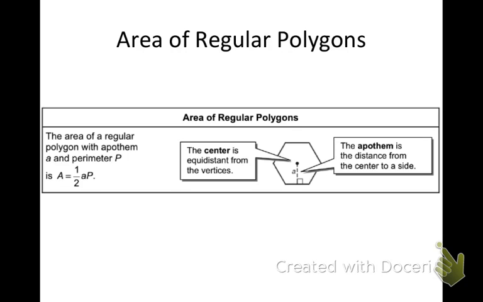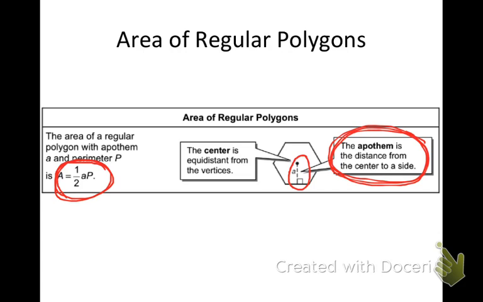All right, we're going to talk about the area of regular polygons. The area of a regular polygon with apothem A and perimeter P. Now, listen, please, because you will need to know this. The formula is area equals half the apothem times the perimeter. Make sure you jot this down. The apothem is the distance from the center to a side. So if you look here, that is the apothem.